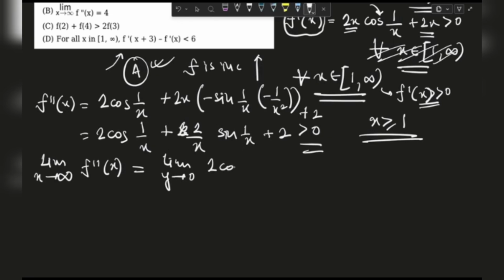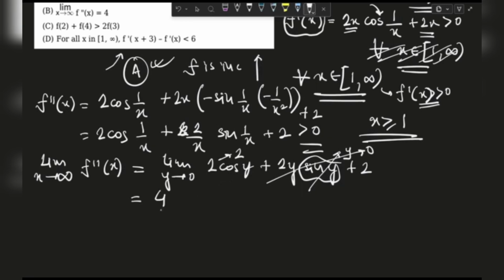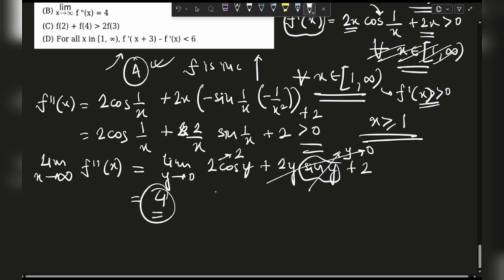So 2 cosine y plus 2y sine y plus 2. If we see cos 0 is 1, so this comes out to be 2. Y is tending to 0, and although the sine term can be replaced with y, 2y square, so this whole thing will go to 0. And here we have cos 0 is 1, so 2 plus 2, and this comes out to be 4. Pretty simple. So B option is also correct.